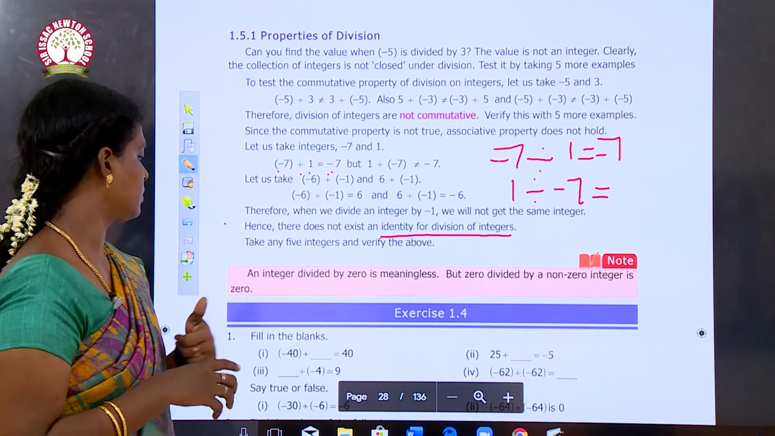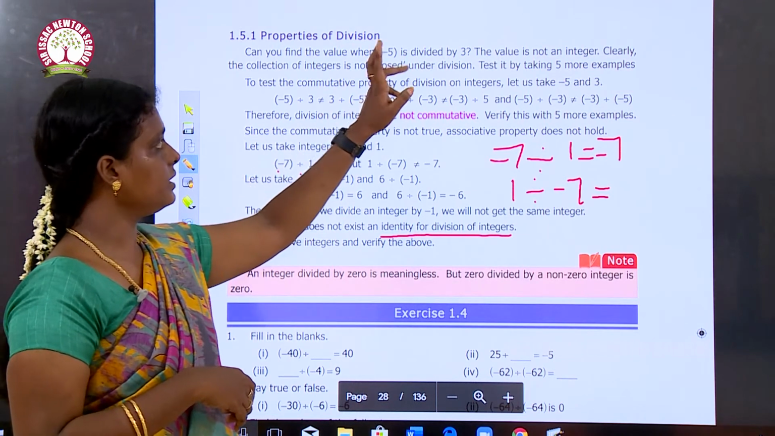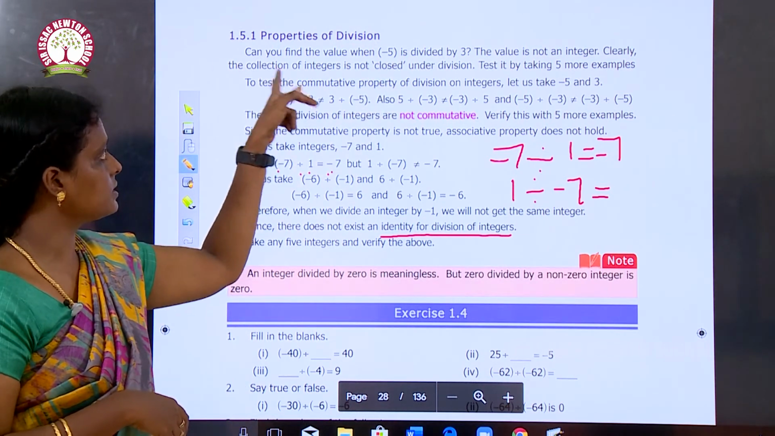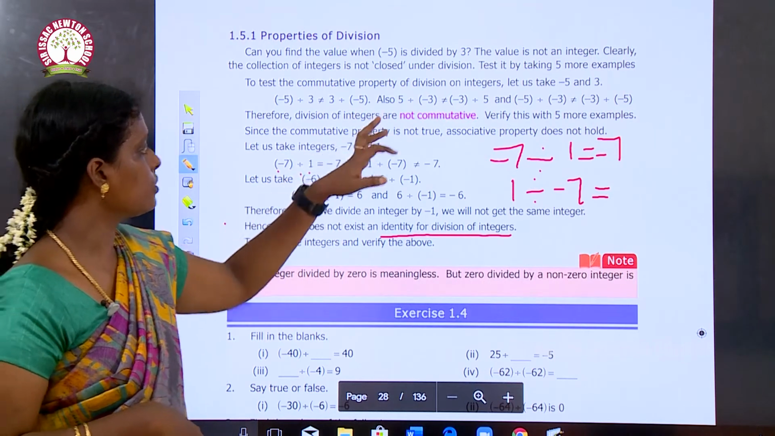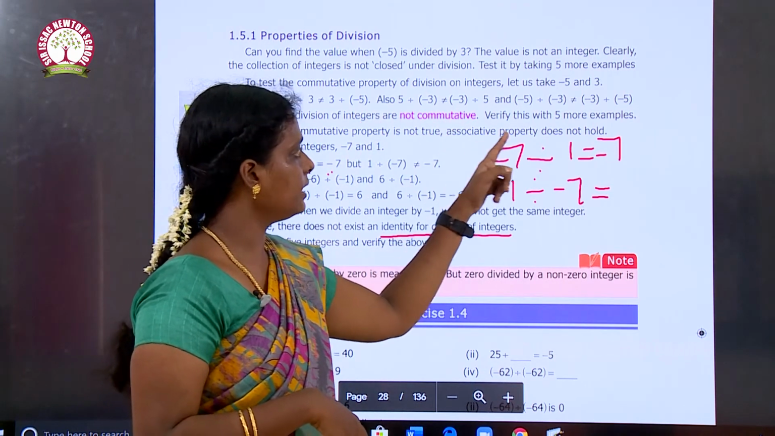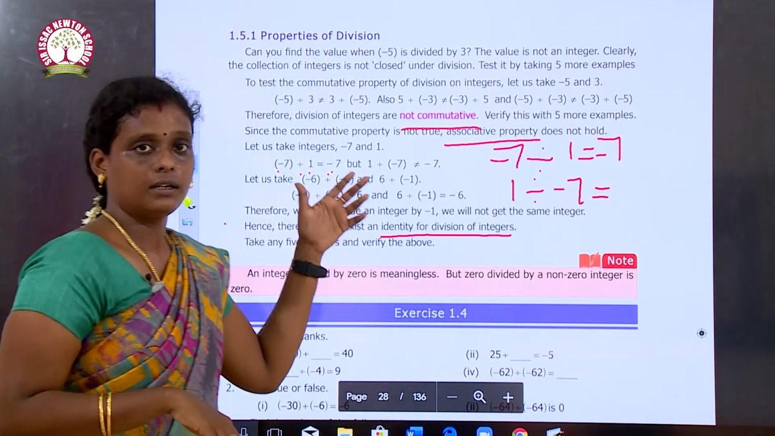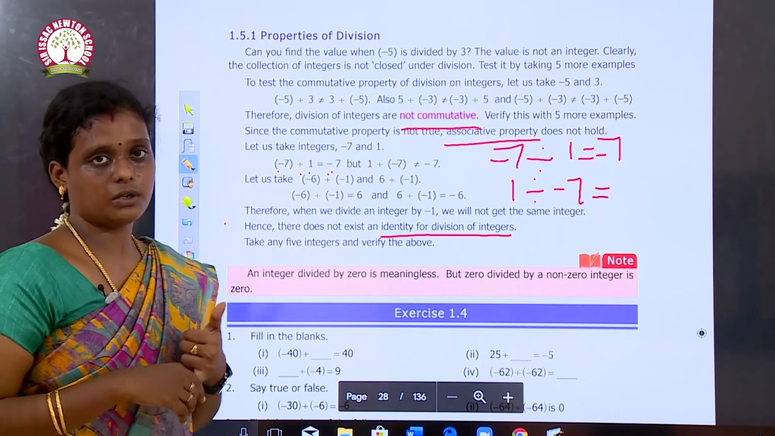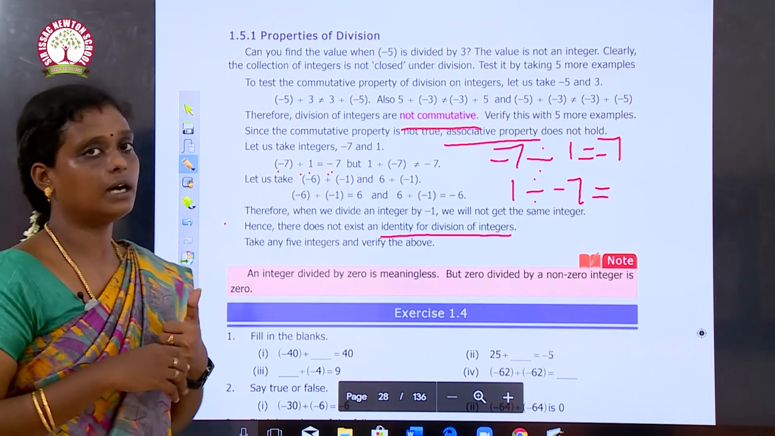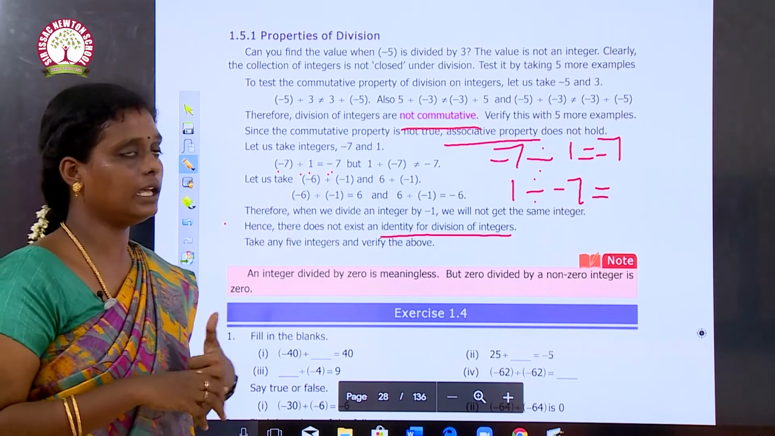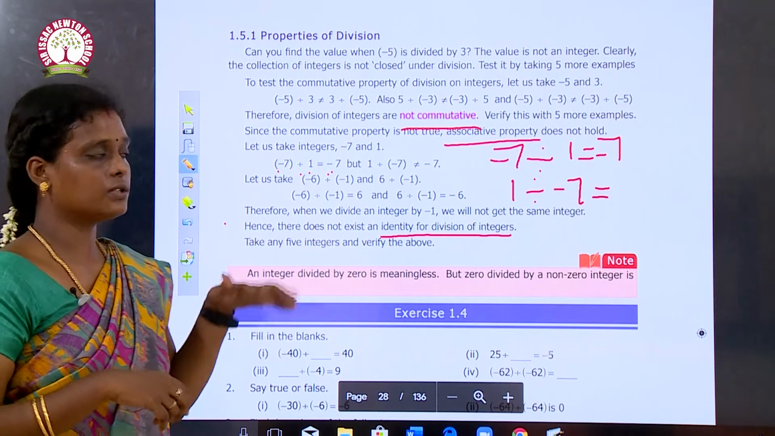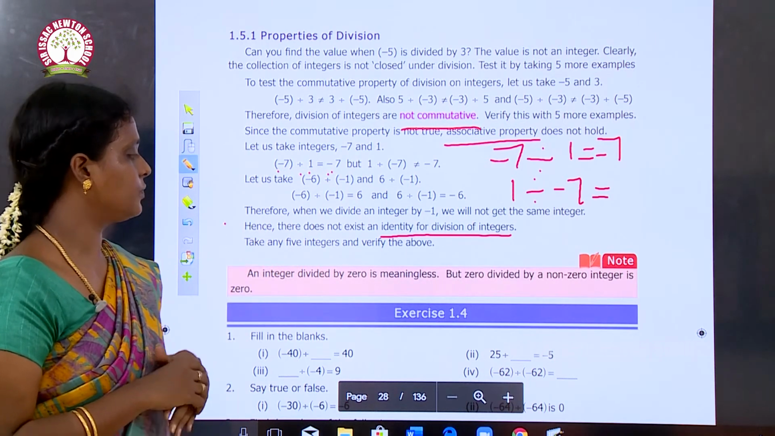I hope you understood this. So the closure property is not suitable for division, and also the commutative property and the associative property. Both properties are not applicable for division of integers, and there is no identity for division, okay. So these are the basic properties.